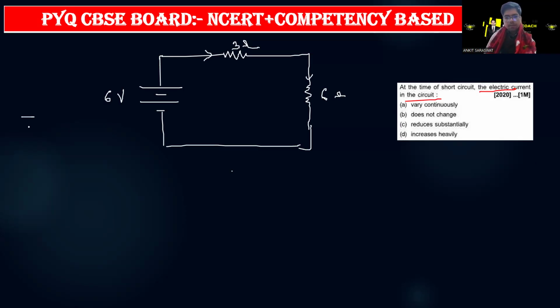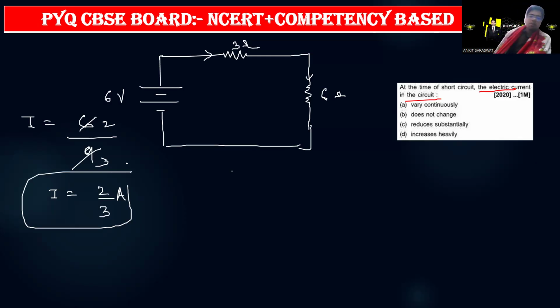You can tell I will be V by R. 6 by 3 plus 6, that is 9. 3 3s are 9, 3 2s are 6. So I will be 2 by 3 ampere. This is the value of current that is passing through the 3 ohm and 6 ohm.